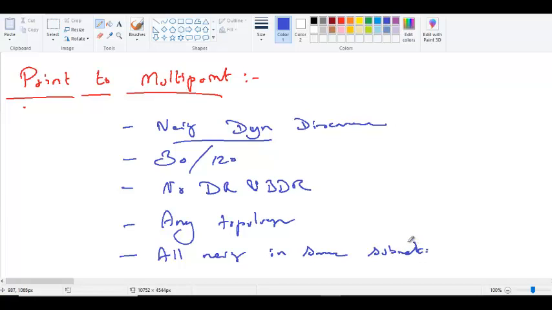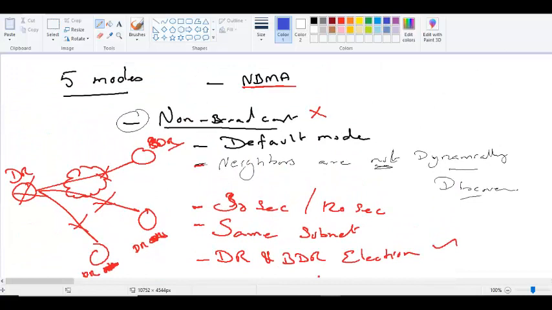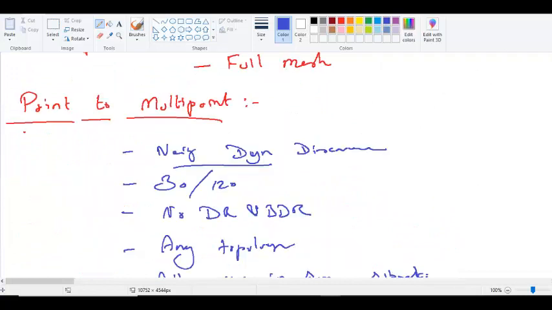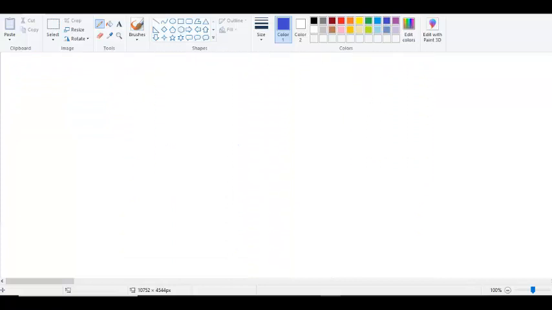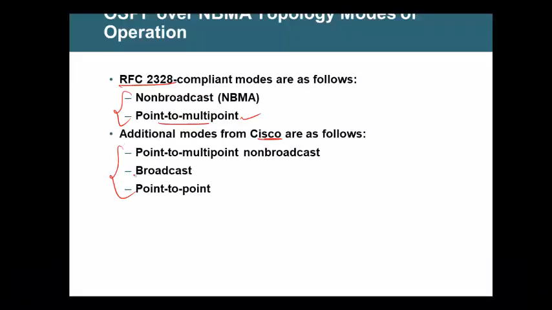Any topology, because there is no DR, BDR. Whenever you don't want DR, BDR, and you want the neighbor to be dynamically discovered, you know.